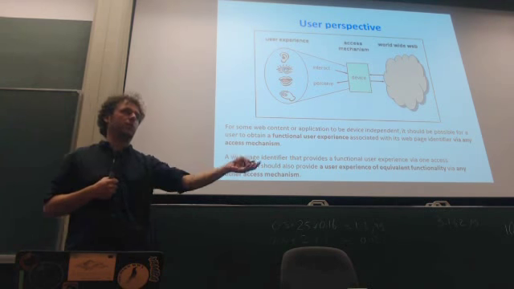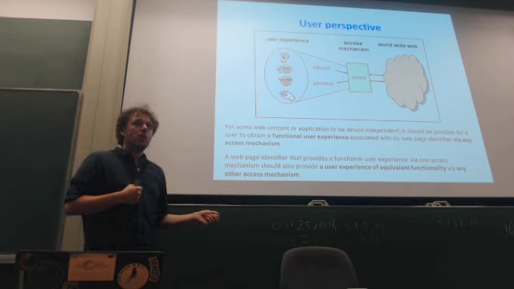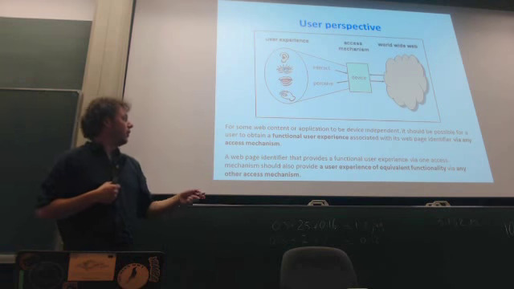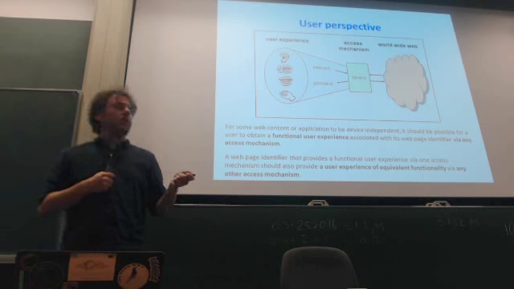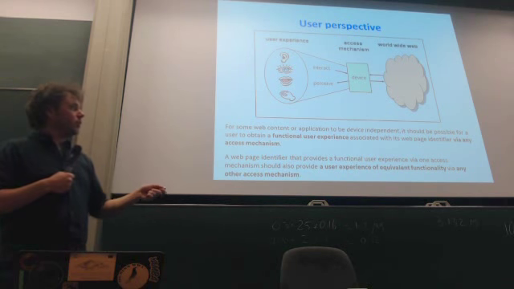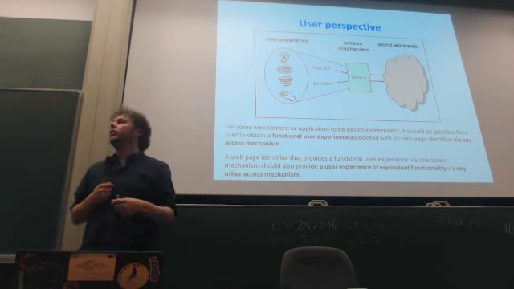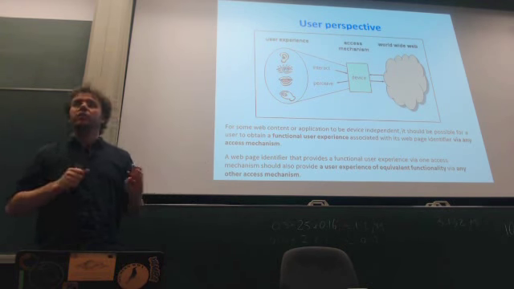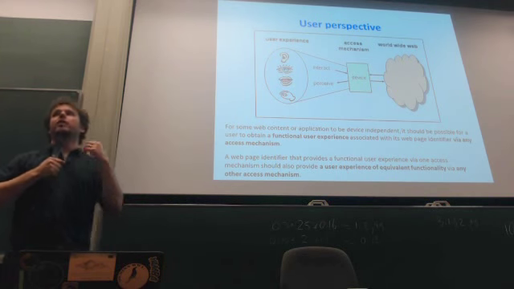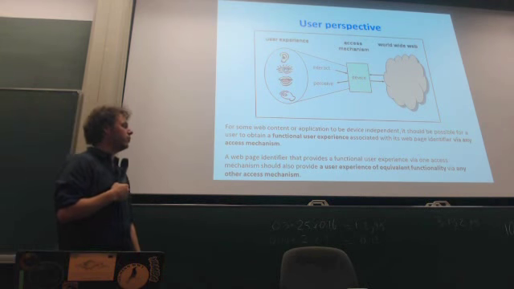I just want to be able to deal with the same content through a number of different devices. So for something to be device independent, it means that I should get a functional user experience via any access mechanism. And again, this is sort of an ideal world, so of course we can't do it for everything, but you can at least strive towards this.